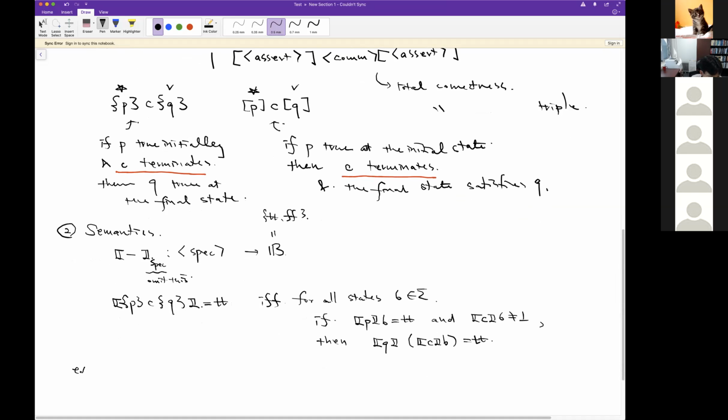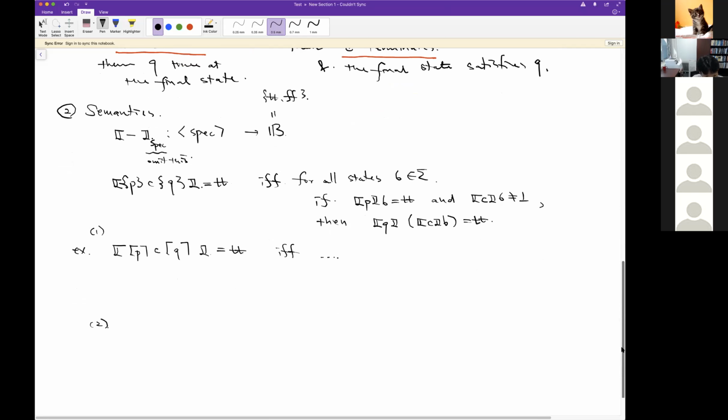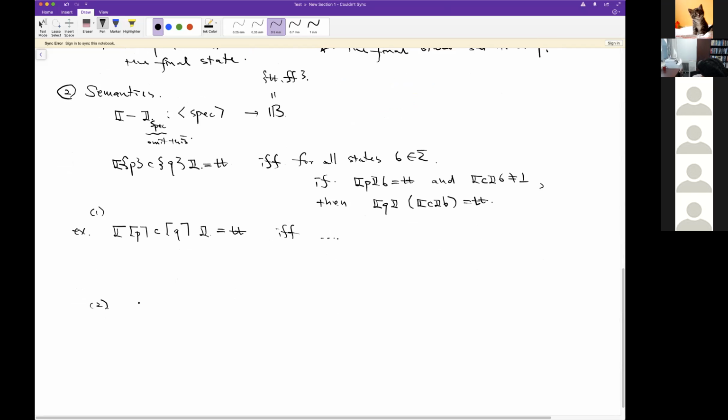So here's an exercise. Define the meaning for the total correctness. So that's one exercise I want you to do. And there is one more exercise, which is to check which one of the following is true. Here I'm going to write down something very weird, but that will help you see some corner cases, and also see the difference between the partial and total correctness triple.